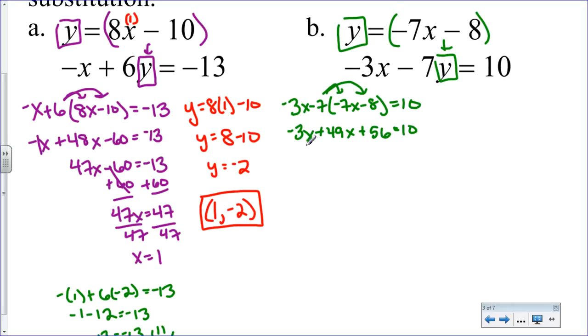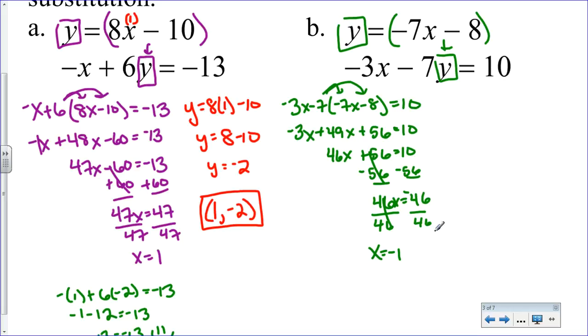I'm going to go ahead and combine my like terms. Negative 3 plus 49 is 46. Bring everything else down. We're going to subtract 56 from both sides. So that cancels. So 46x equals negative 46. Watch your signs there. And if I divide by 46 on both sides, negative 46 divided by 46 is negative 1.